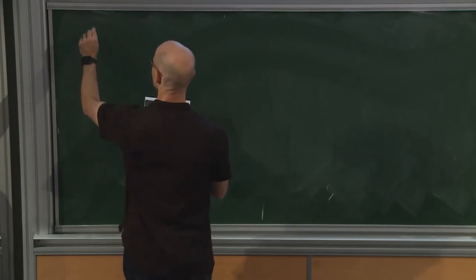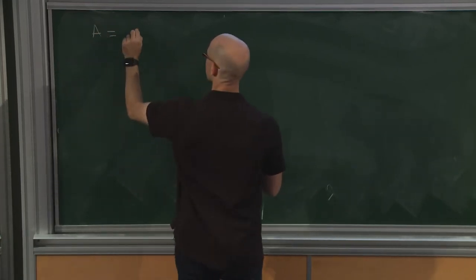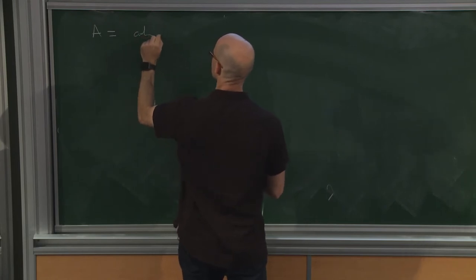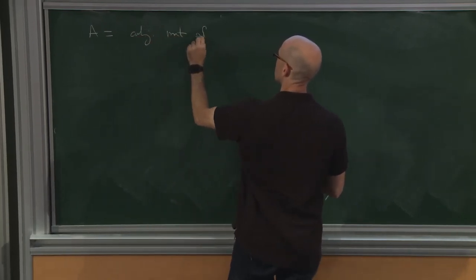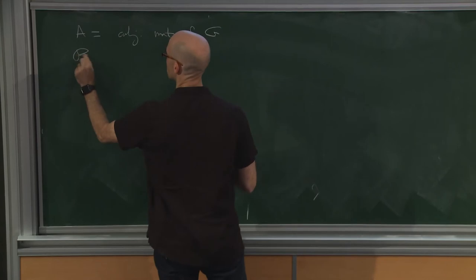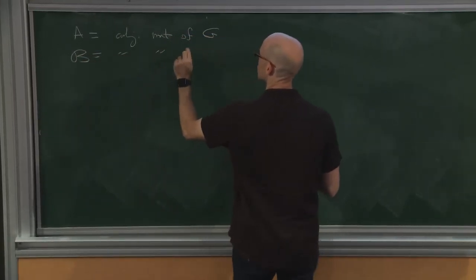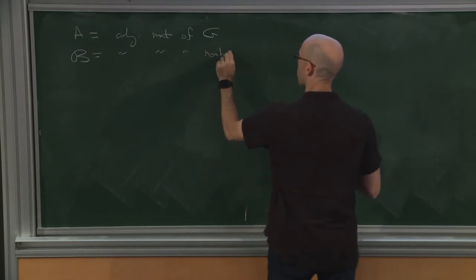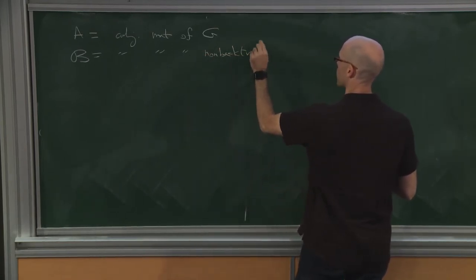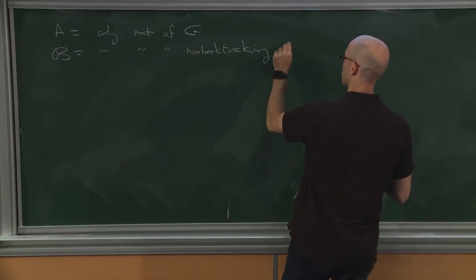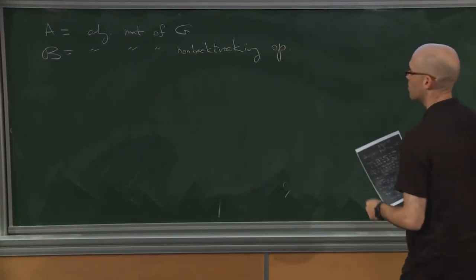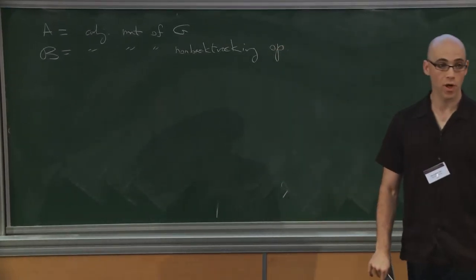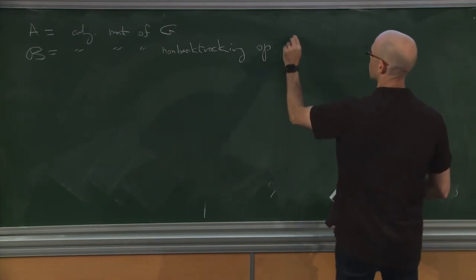Let me remind you that A is the adjacency matrix of G, and B is the adjacency matrix of the non-backtracking walk, let's just say the non-backtracking operator, which acts on directed edges.